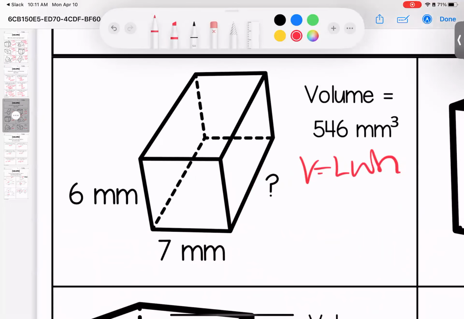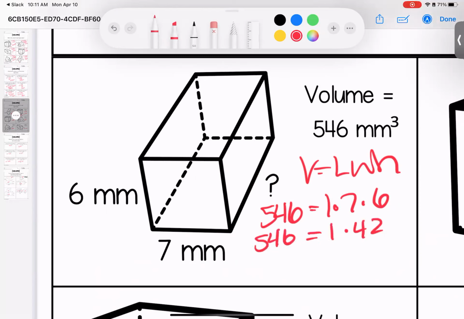Looking here, we have an unknown length, so our volume is 546, and that is equal to the length times 7 times 6. So start with what you know. 7 times 6 is 42. We have it multiplied by a length. It's equal to 546. What I need to do is get the length, or the letter L, by itself. I'm going to do that by dividing both sides by 42. Using our algebra, this gives me 13 is equal to the length. So my missing side is 13 millimeters.